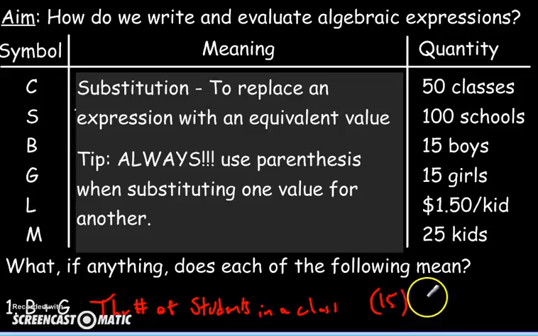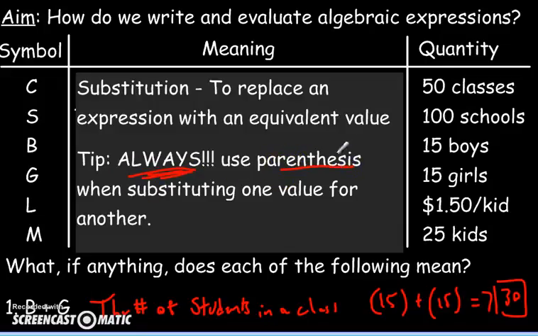So this is the number of boys plus the number of girls, which is also 15, that will become 30. All right, so if you're going to make a substitution, you must use parentheses. There are so many errors that happen when you don't. In this particular case, not much could go wrong, but there will be situations where that happens. Always use parentheses when substituting.